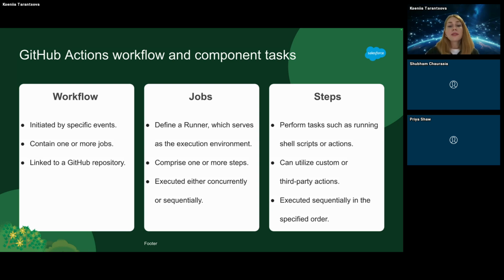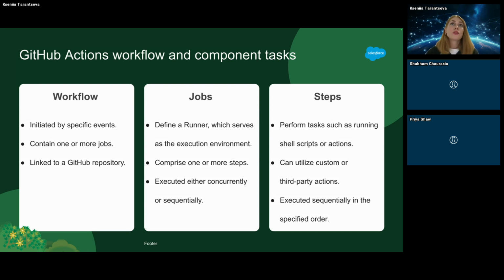Steps are the individual commands or actions which are executed as part of the job. Steps do all the work for us within the pipeline, within the workflow, because they perform tasks such as running shell scripts or actions. Steps can also utilize custom or third-party actions. We will see that in practice during the demo. Steps are executed sequentially in the specified order. We can also add different types of conditions so a step is skipped, or so it does not fail the workflow even if it fails. So there can be optional steps within the workflow as well. There is lots of flexibility for that.